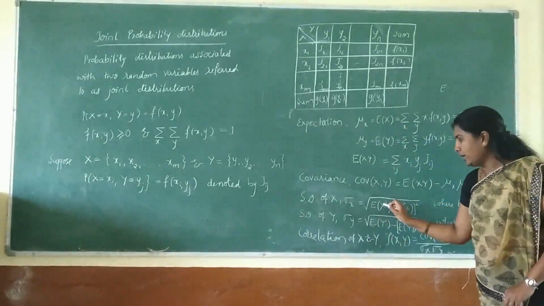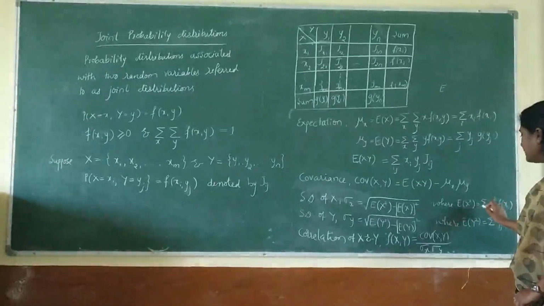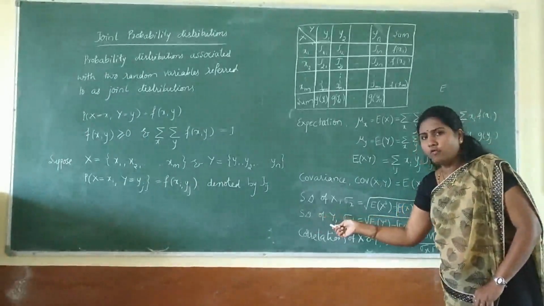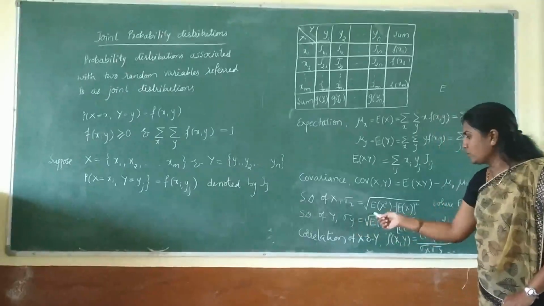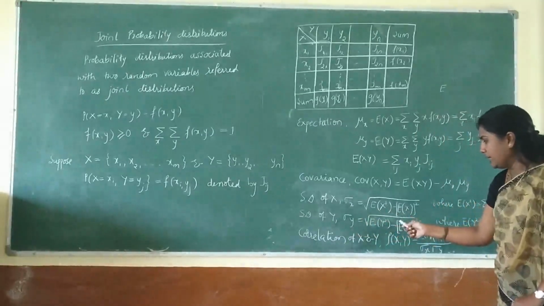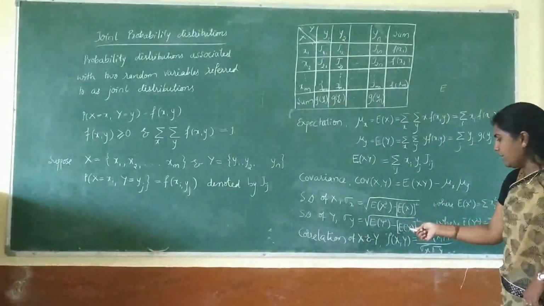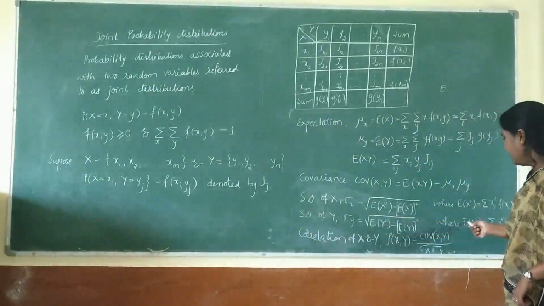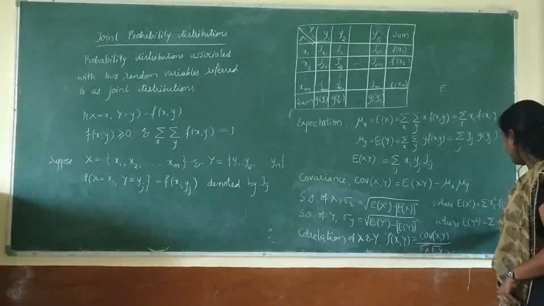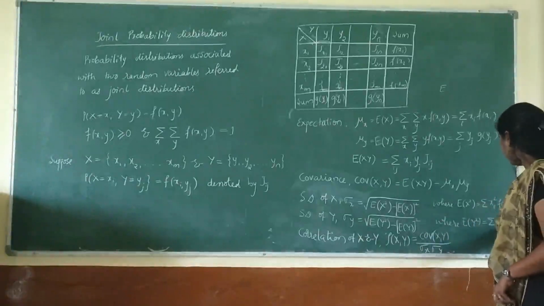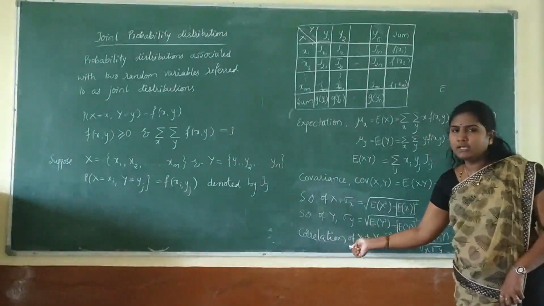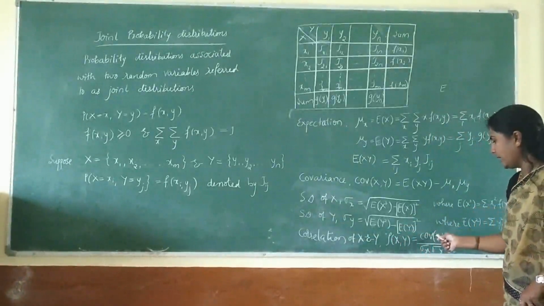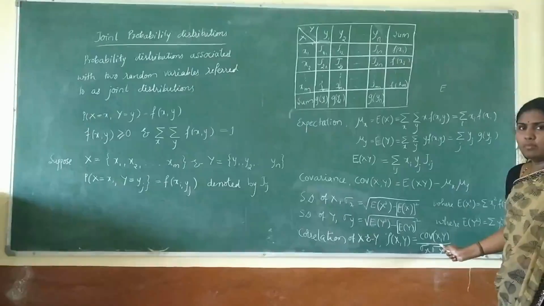Here E of x square we obtain by the formula summation of xi whole square into f of xi. Next, standard deviation of y, sigma of y, is given by square root of E of y square minus E of y whole square. E of y is the expectation of y. E of y square is given by summation of yj square into g of yj. Next, the correlation coefficient of x and y is given by rho. Rho of xy equals covariance of xy upon sigma x, sigma y.